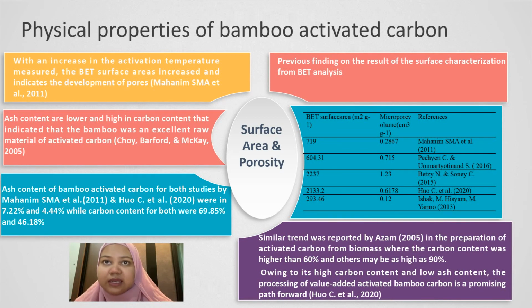From the findings of both studies, by Mahanim SMR et al. 2011 and Huosi et al. 2020, they show low ash content, which is 7.22% and 4.44%, while carbon content for both was high, which is 69.85% and 46.18%. Thus, a similar trend was reported by Azhar in 2005, in the preparation of activated carbon from biomass, where the carbon content was higher than 60% and could be as high as 90%. Owing to its high carbon content and low ash content, the processing of value-added activated carbon is a promising path forward.